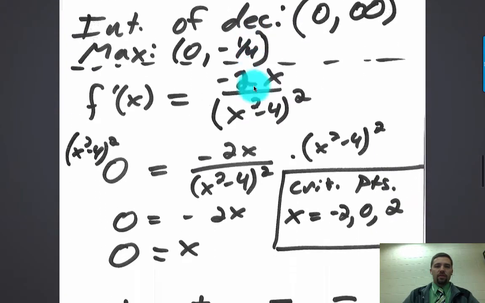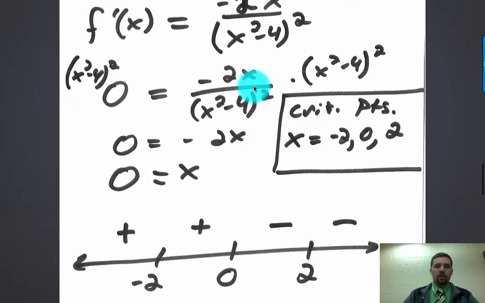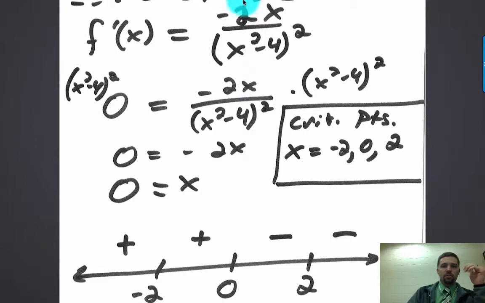We're going to look at intervals of increasing and decreasing, so let me show you the work that got to the solution here. Here's my derivative. I'm going to set it equal to 0 because I know critical points happen whenever my derivative is 0 or doesn't exist. We know it doesn't exist at 2 and negative 2 because that's where the asymptotes are. So the derivative can't exist there, so that's negative 2 and 2 for critical points.